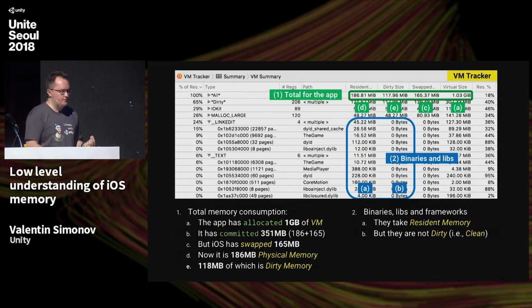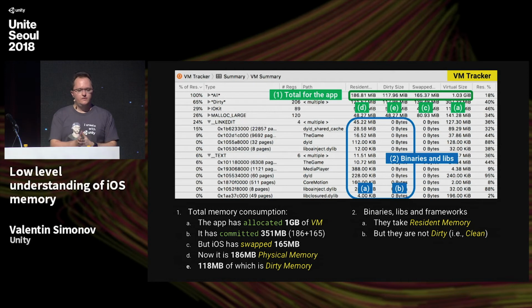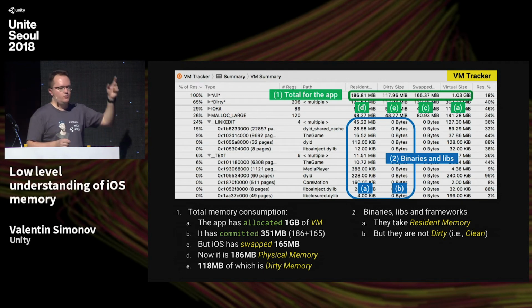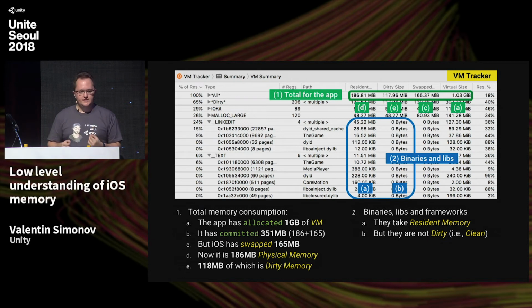So let's look closer. I highlighted the things I'm going to talk about, so you can keep up with this. A, Virtual, total memory consumption. The app has allocated 1 gigabyte of virtual memory. B, it has committed 351 megabytes, which is resident plus swapped. So 186 plus 165. C, it has swapped 165 megabytes. D, now it is 186 megabytes of physical memory, or resident memory. So this is the amount of memory your application actually consumes on device.